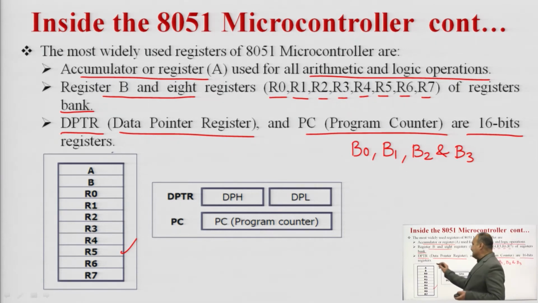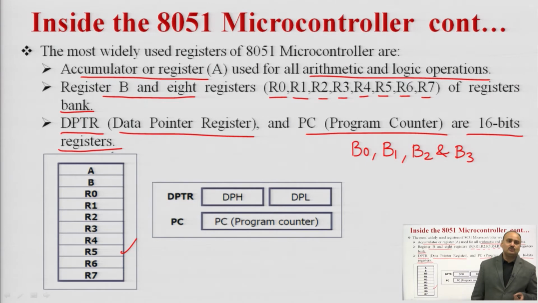So, it is required to remember that in the 8051 microcontroller we have 2 16-bit registers. These are not in the register bank; they are inside the microcontroller. That is DPTR, which is a 16-bit register, and the program counter, which is also a 16-bit register.